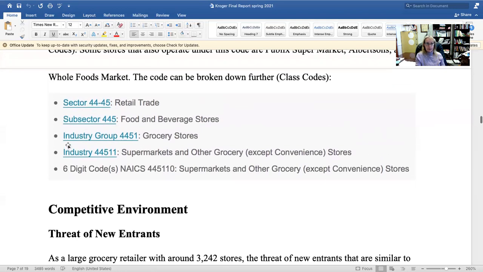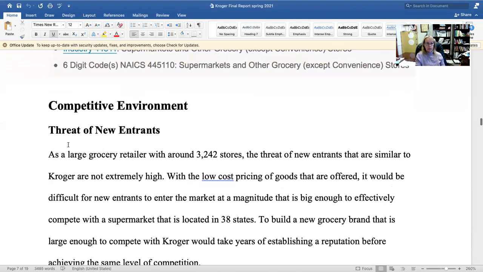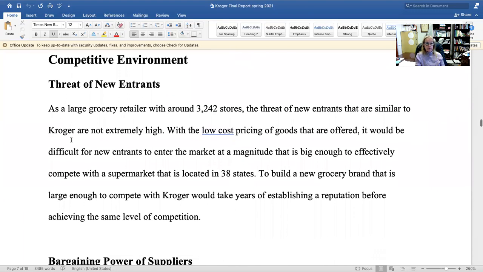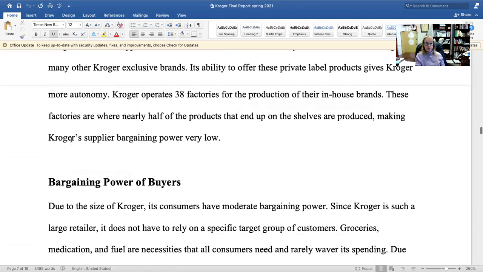Then, as I mentioned, the HHI, not that important. I don't think they included it here. But we all know the grocery industry is very competitive. Okay, so then here they have, for the competitive environment, they did do a Porter's 5 forces. You can do that if you want to.